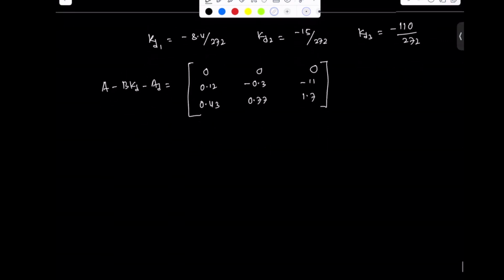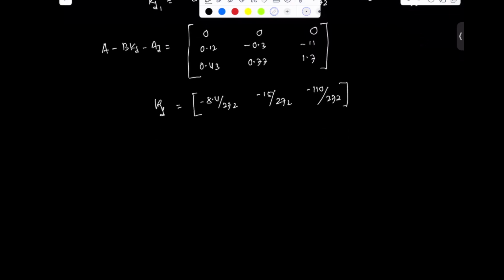So let me rewrite the KD matrix also. The KD matrix will have minus 8.4 over 272, minus 15 over 272, and minus 110 over 272.